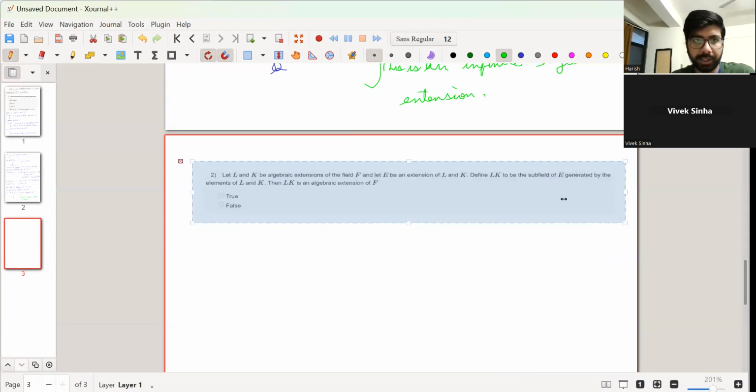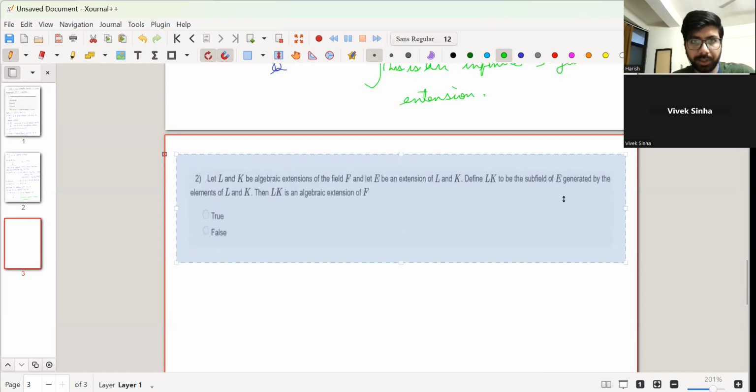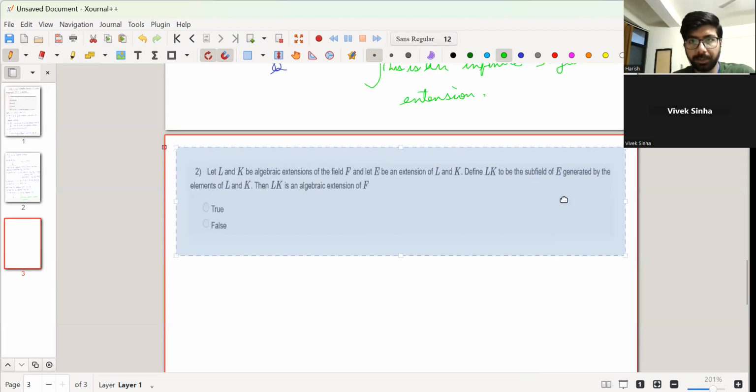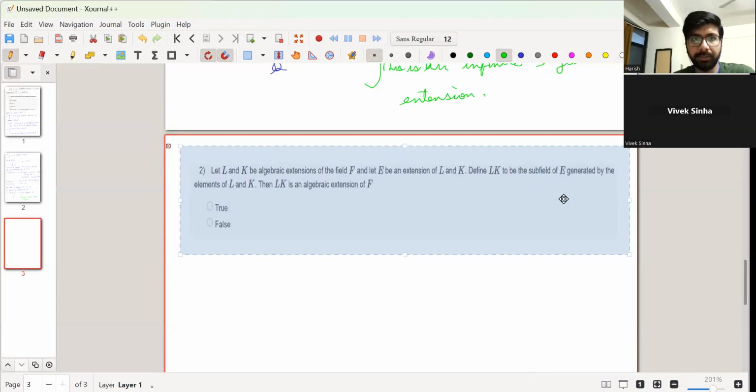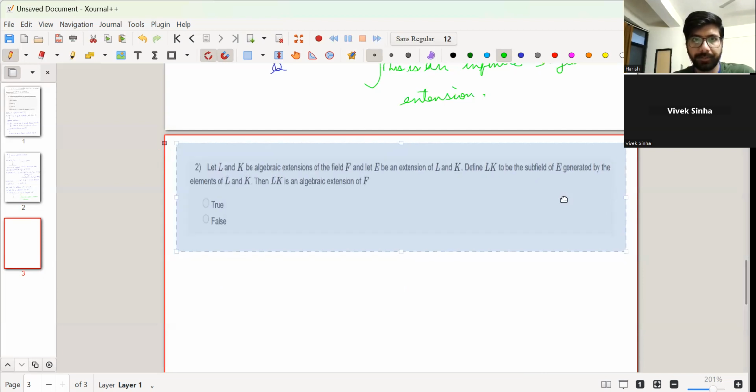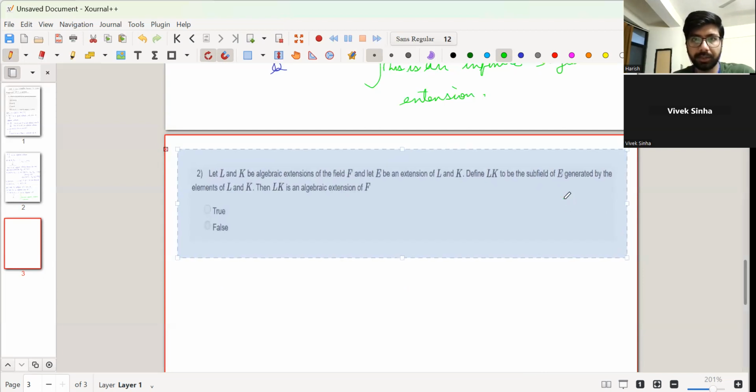It says let L and K be algebraic extensions of the field F, and E be an extension of L and K. Define LK to be the subfield of E generated by elements of L and K. Then LK is an algebraic extension of F.